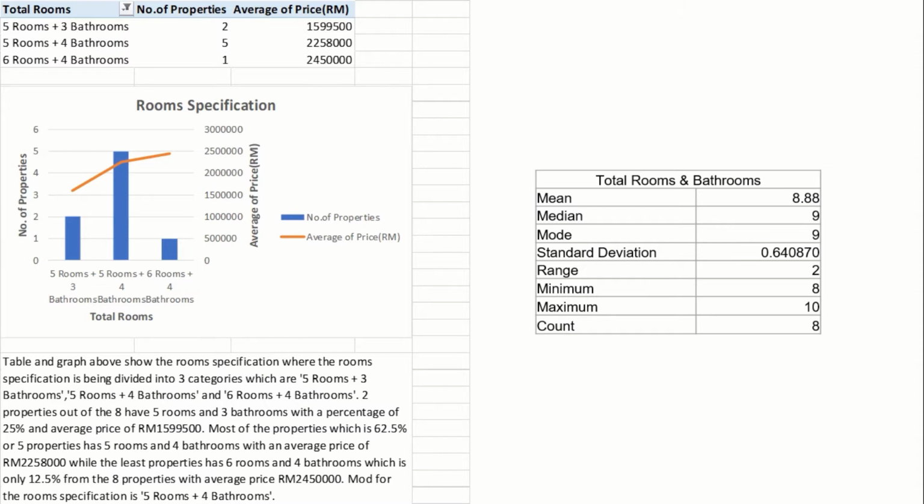2 properties out of 8 have 5 rooms and 3 bathrooms with a percentage of 25% and an average price of 1,599,500 ringgit, and most of the properties, which is 62.5% or 5 properties, have 5 rooms and 4 bathrooms with an average price of 2,258,000 ringgit, while the least properties have 6 rooms and 4 bathrooms, which is only 12.5% of the 8 properties, with an average price of 2,450,000 ringgit, and the mode for the room specification is 5 rooms plus 4 bathrooms.